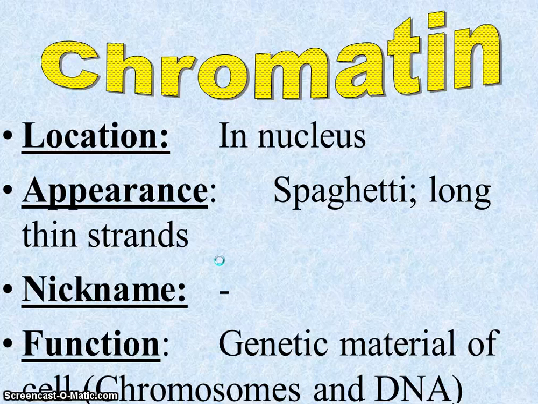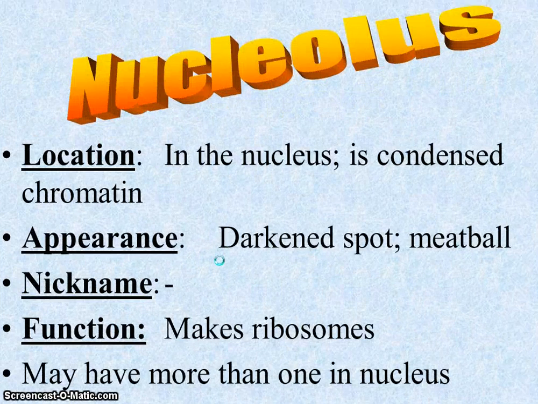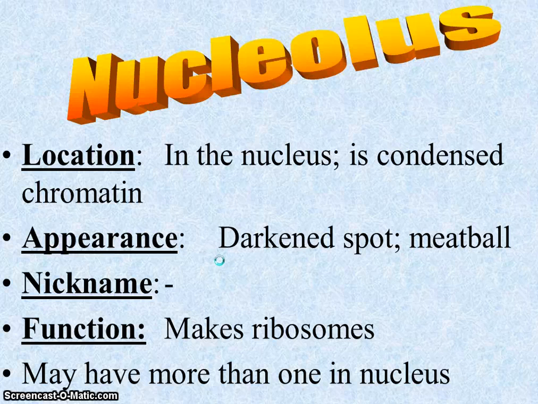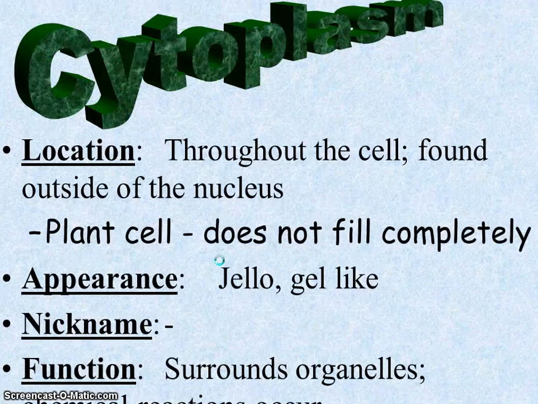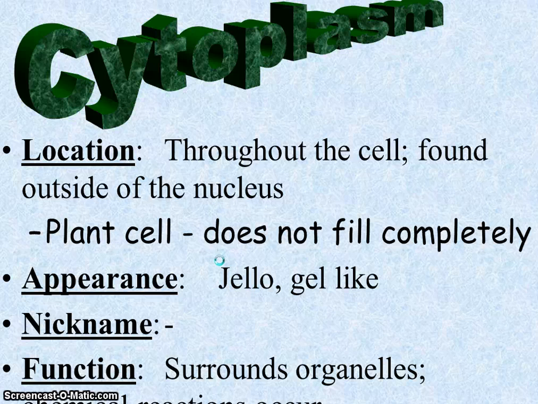Okay, so inside the nucleus is chromatin. Chromatin is the spaghetti, very long, thin strands. Now, as far as the function goes, that is the genetic material. It is holding the DNA, and chromatin will turn into chromosomes. And we'll talk about the different forms of the genetic material when we talk about the cell cycle. The nucleolus is the meatball. It's found inside of the nucleus, and the nucleus can have more than one. The whole function of the nucleolus is to make ribosomes, and we'll learn about the function of the ribosomes in a couple minutes.